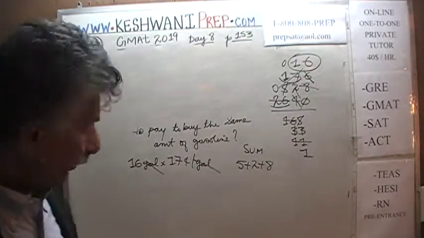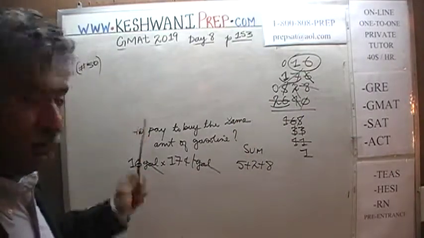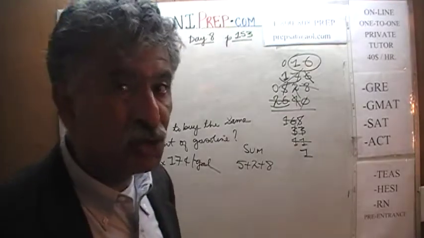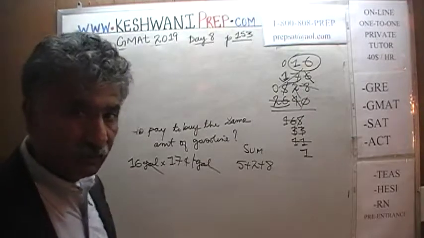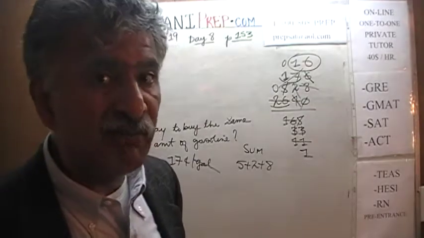We shouldn't have to do it out. First, we're going to multiply it out, 16 times 17, and then I'm going to explain to you why we shouldn't have had to do it.